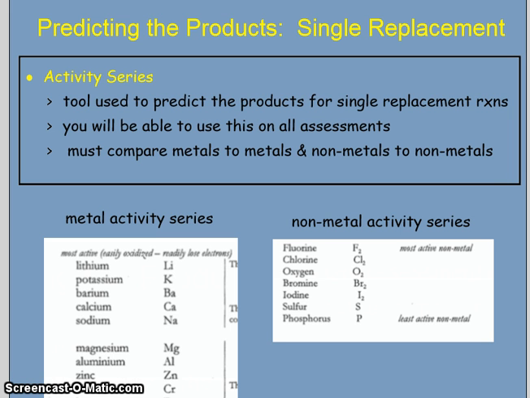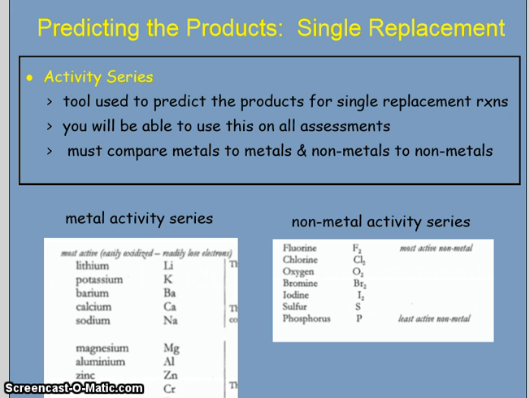Now for our replacement reactions, we have some reference sheets or some tools to help us determine whether the reaction will happen or not. For single replacement, the activity series is this tool. It is a list of elements, either all metals or all nonmetals, that gives us a range of the reactivity of those elements. The higher it is on the list, the more reactive it is. The lower it is on the list, the less reactive.